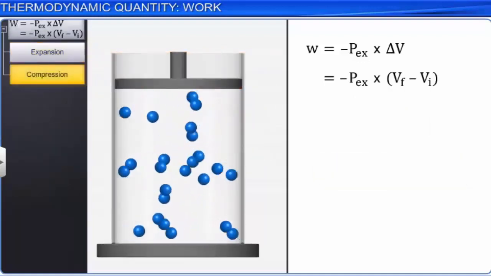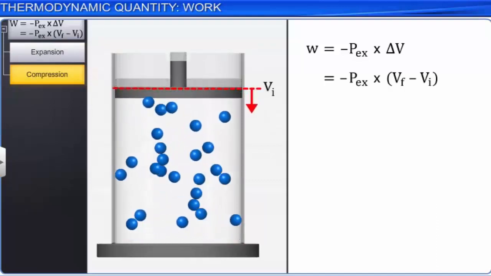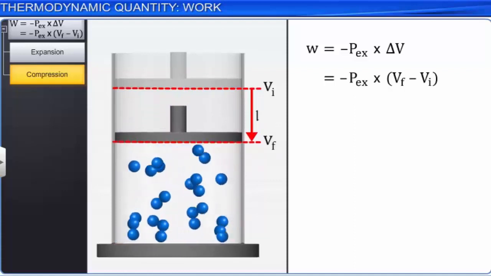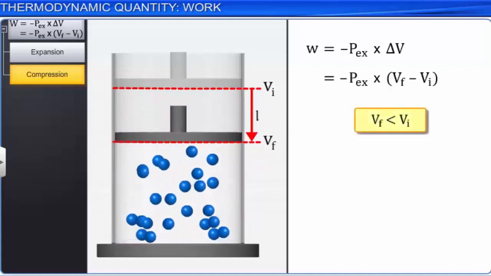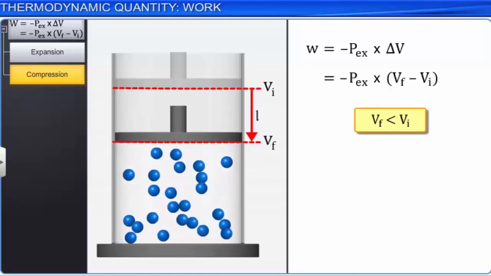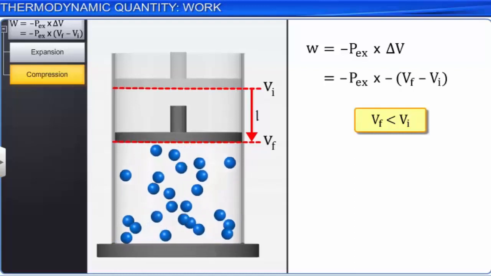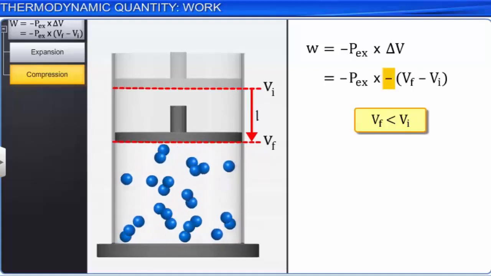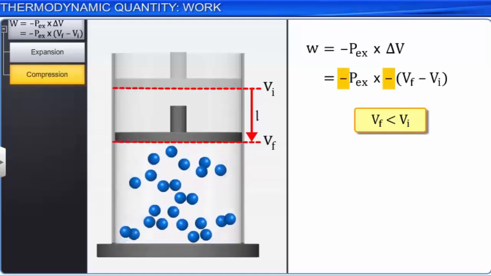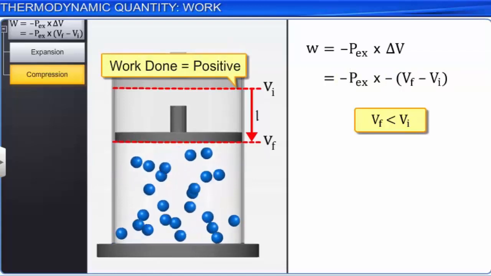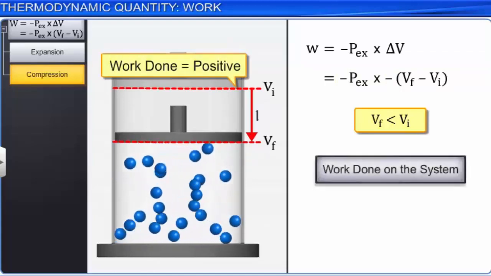Similarly, if the gas compresses, V_f will be lesser than V_i. On substituting the values of volume in the equation of work, we get a negative volume change. When this negative value is multiplied with the negative external pressure, the resultant work is positive. Then we can say that work is done on the system.